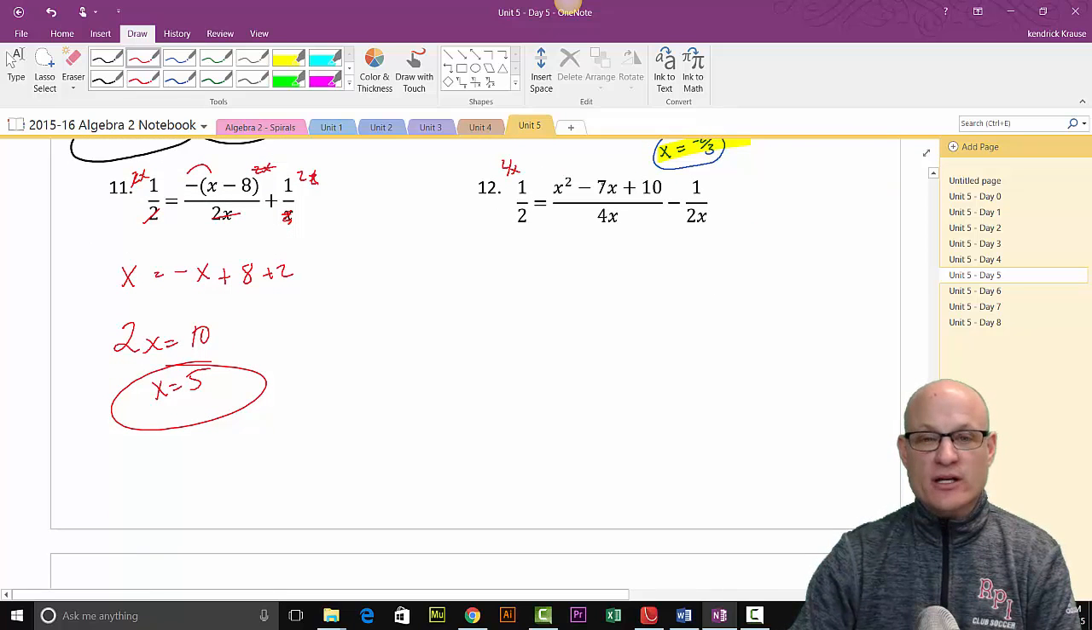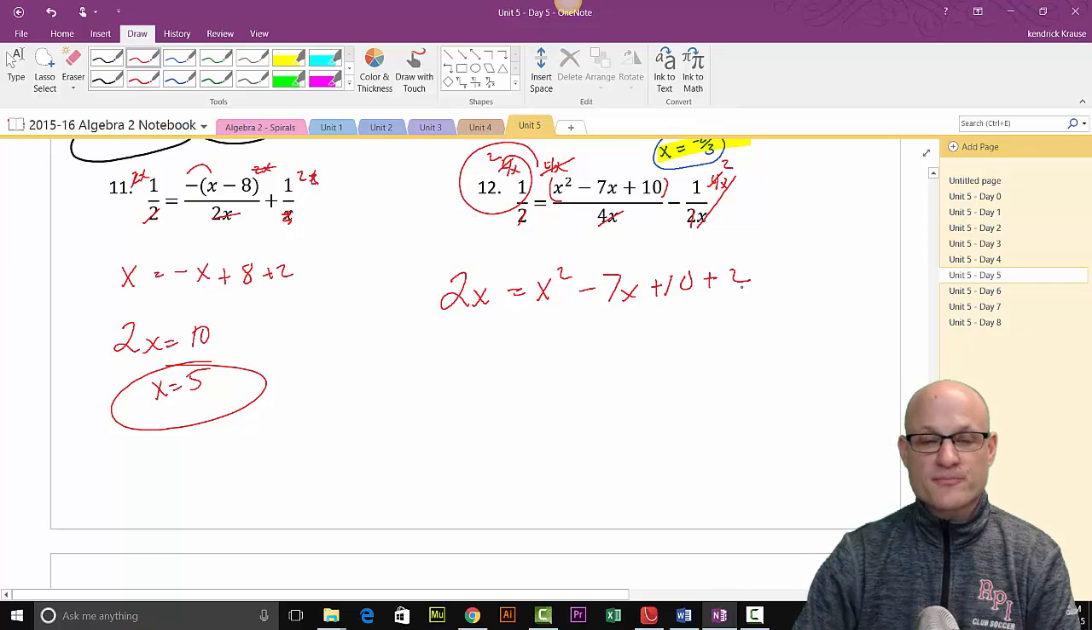That was annoying. 4x is my common denominator. Yes, I'm moving quickly. You need to pause. 4x and 4x. So 2 goes into 4 twice, so that's 2x times 1, which is just 2x. This 4x cancels with this 4x, leaves me x squared minus 7x plus 10. 2 goes into 4 twice, and the x's cancel, so plus 2.